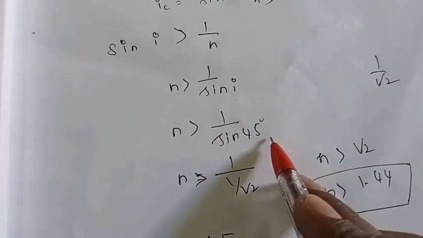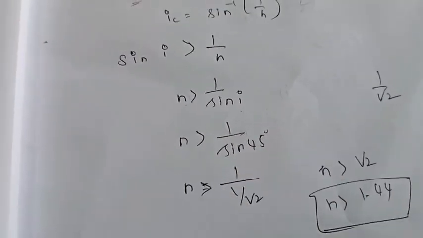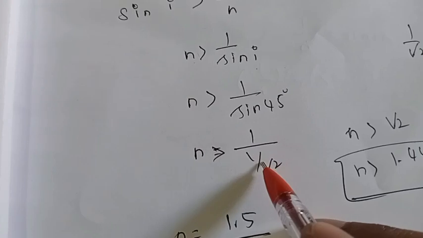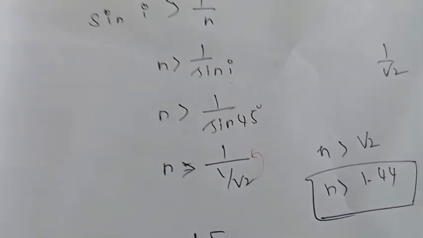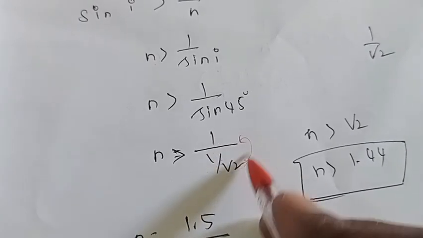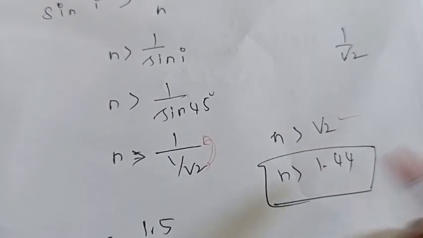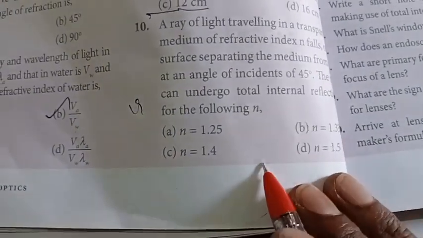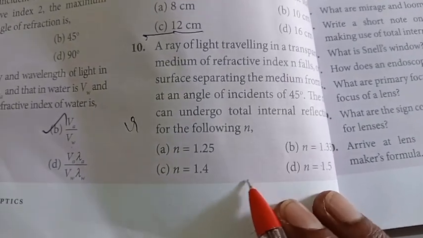Sin 45 degrees, where i is the incident angle of 45 degrees, is 1 by root 2. So 1 by root 2 means in the division the denominator goes to the numerator. So n is greater than root 2. The value of root 2 is 1.44. The options are 1.25, 1.33, 1.4 and 1.5. The condition is greater than 1.44. The only answer we have is 1.5. So the answer is D.